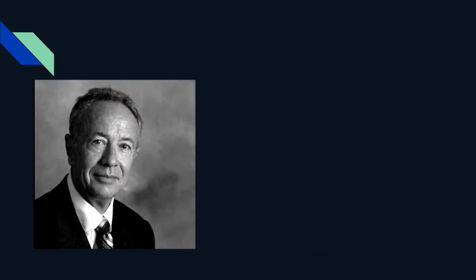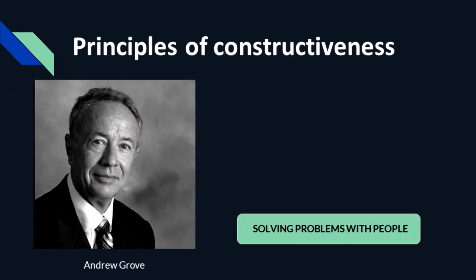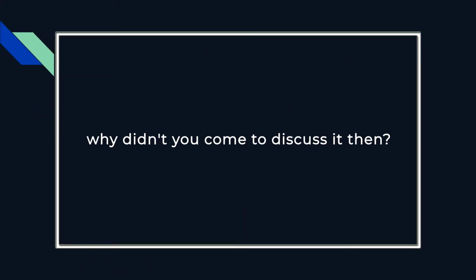So what did Andrew Grove say? What are the four principles of constructiveness? The first principle he formulated is called timeliness. This is when a person comes up to you and says, well, yes, I saw four months ago that everything would fail. And everything did fail. At this moment, you want to hammer a nail into his head. Why? Because if you saw it then, why didn't you come to discuss it then? In other words, the problem should be solved when it needs to be solved.